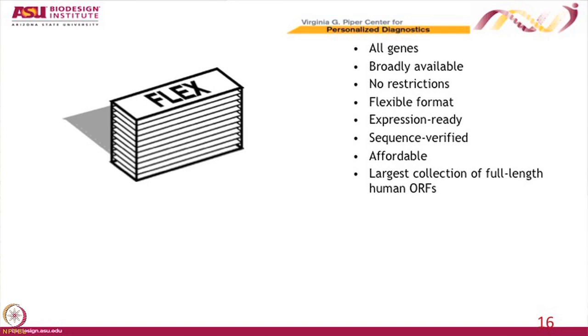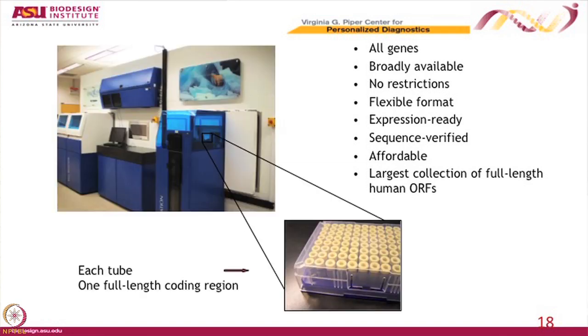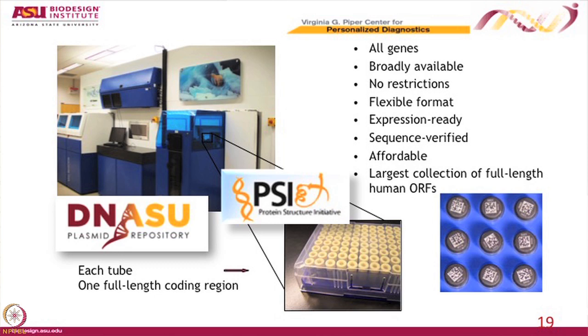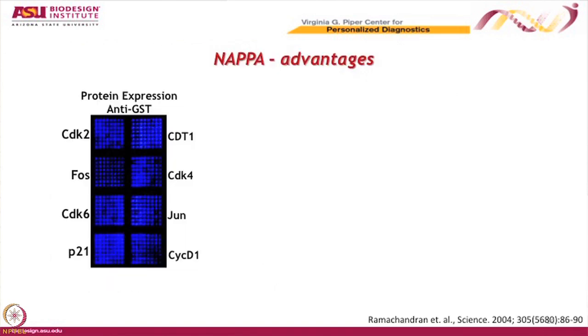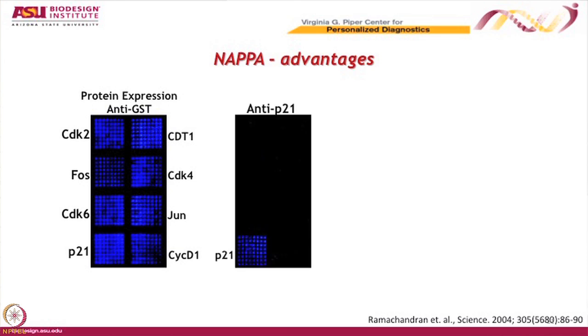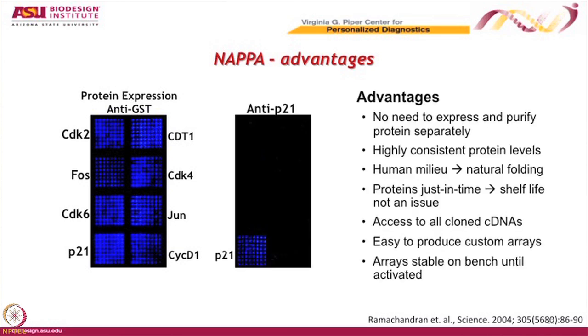This is the repository of clones that we've been making, and I think I showed you this collection here. This is the actual freezer that we have, and I went through all these various characteristics here. So this is the large collection. Of course, I also showed you this. This is taking a NAPPA array, and we test it for total protein levels by looking at GST, because all the proteins on the array have a GST tag on their C-terminus. So if we get staining of GST, it tells us how much protein is present. And if we stain the array for one protein, we get that one protein. And I think we've been through all of these advantages of this approach.